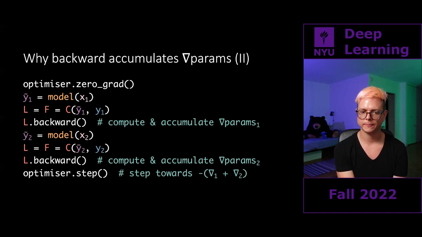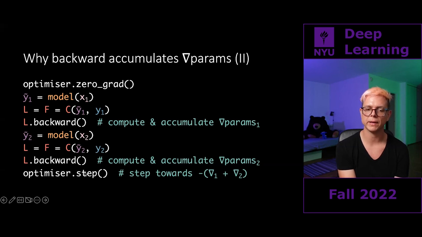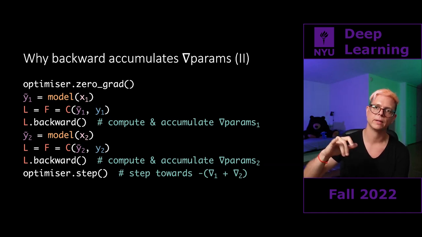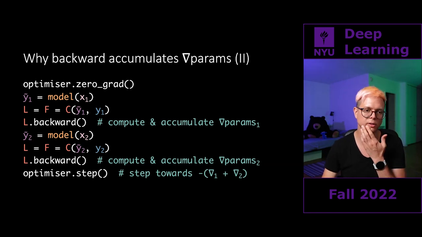Then I step. And that's it. So in this case, I step twice. I go backward twice before actually stepping. We will see an example of this, perhaps in some advanced code later on in the semester. So this is another way of breaking up, also distributed.